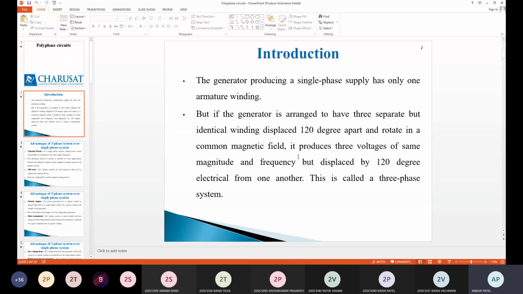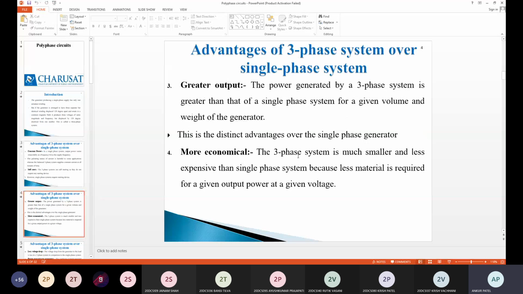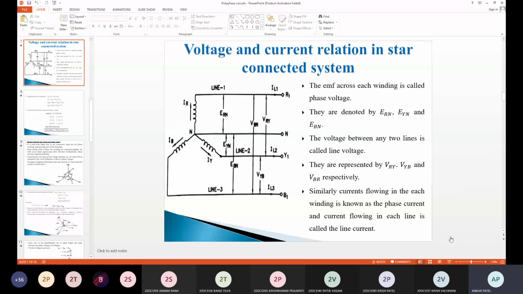For the three phase supply, you can see this. I am sharing my whiteboard screen. Okay, are you getting me? What is three phase supply?